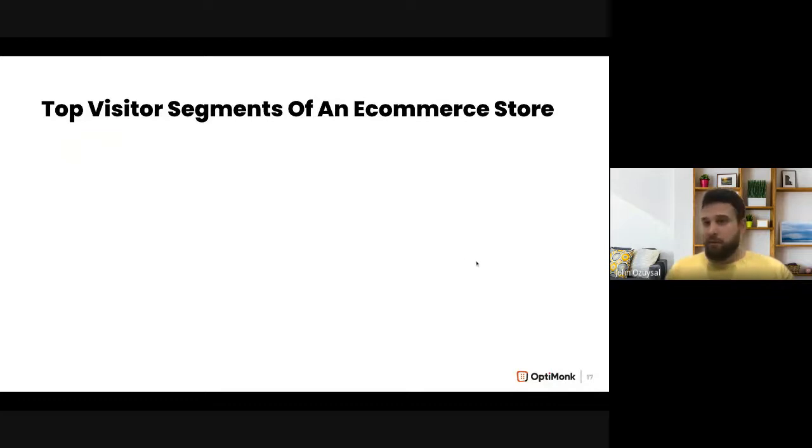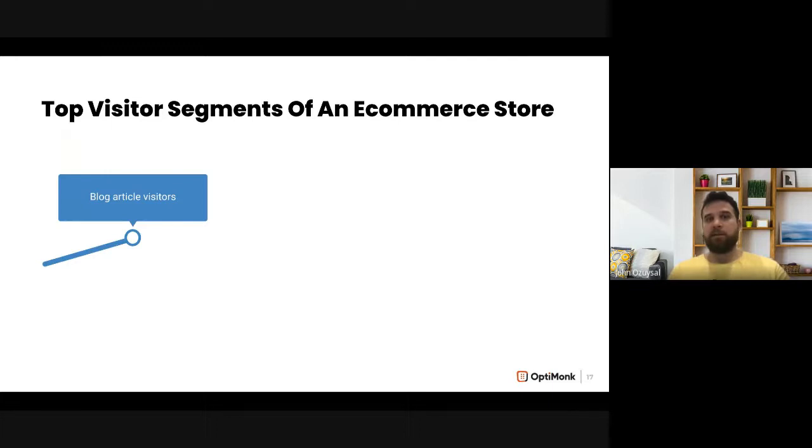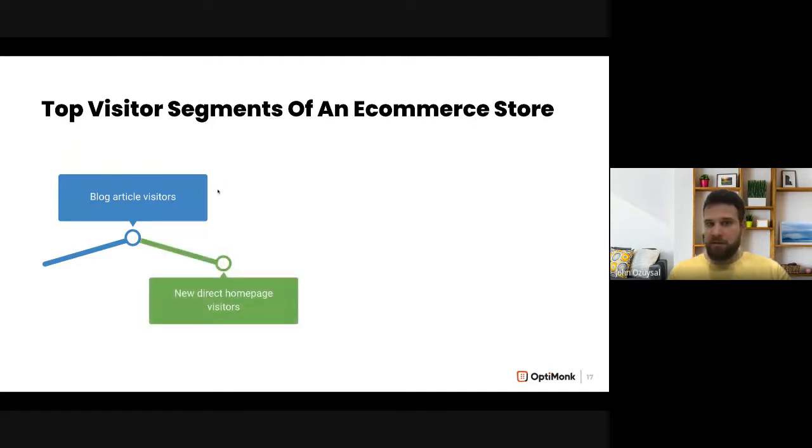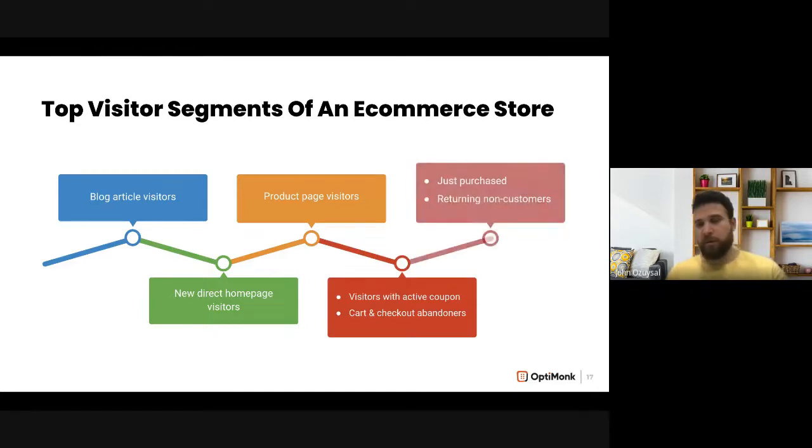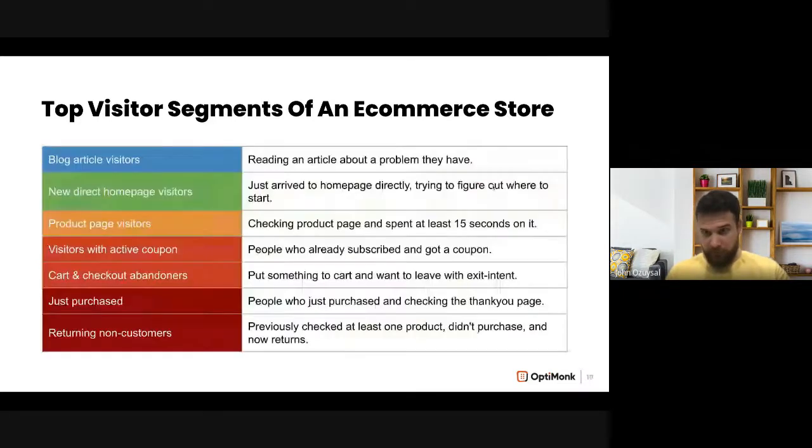Top visitor segments of an e-commerce store. Before I talk about some of the pop-up types you need to use, you need to understand the website visitors you have and the most important segments in your e-commerce store. So let's start. You'll have blog article visitors if you're writing a blog, and then you'll have new direct homepage visitors. You have product page visitors. You have visitors with an active coupon, cart and checkout abandoners, and then you have visitors who just purchased or returning customers. As you can see, the order is from the lowest awareness level to the highest awareness level.